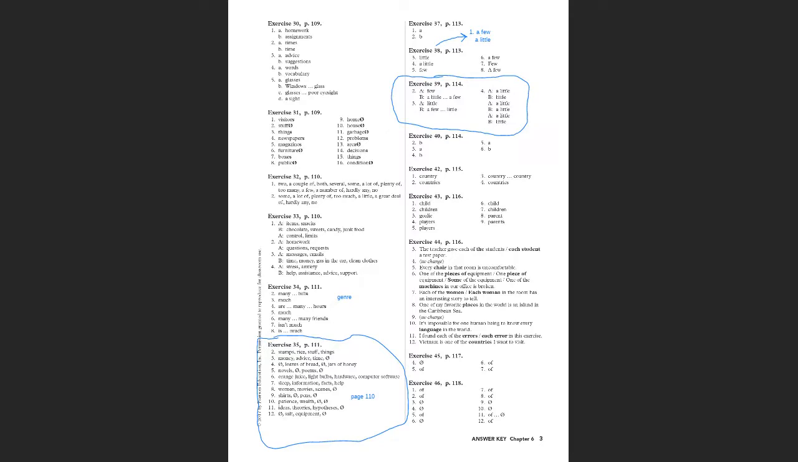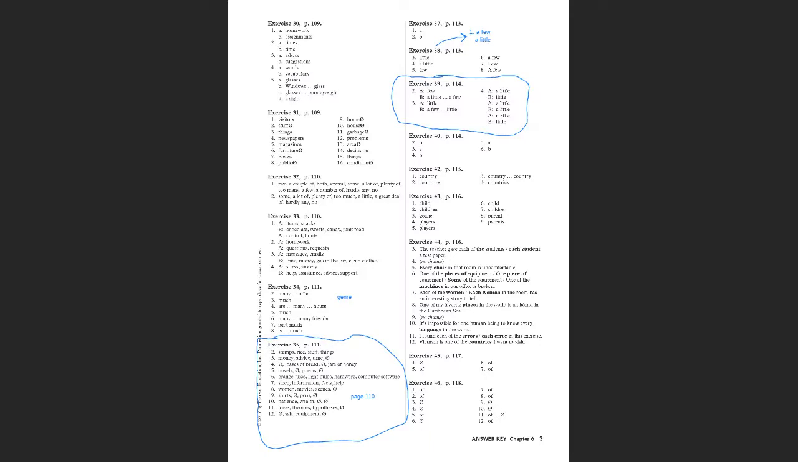All right, and number 4, I'll just go through. It's A, B, A, B, A, B. So a little, and then little, and then a little, a little, a little. You got those, Walter? Very good. Good.